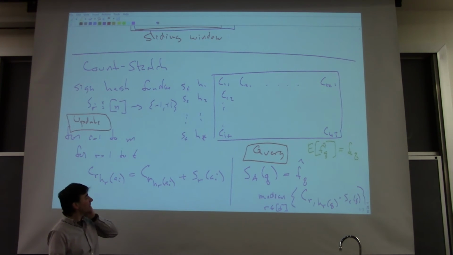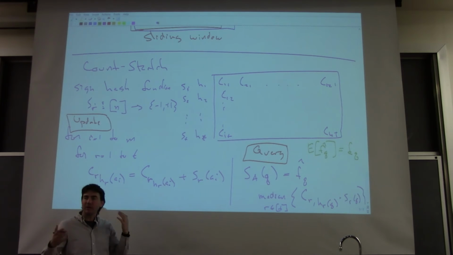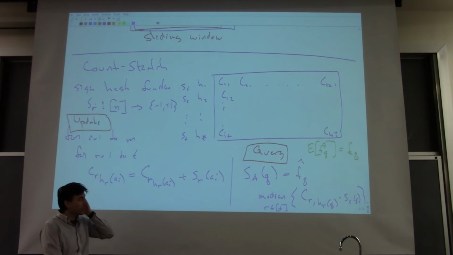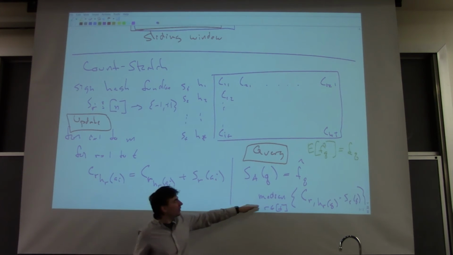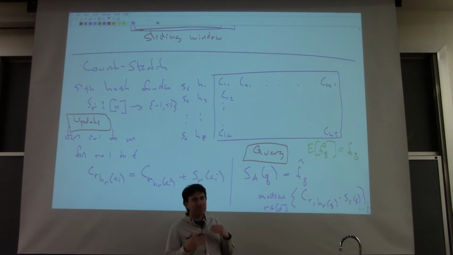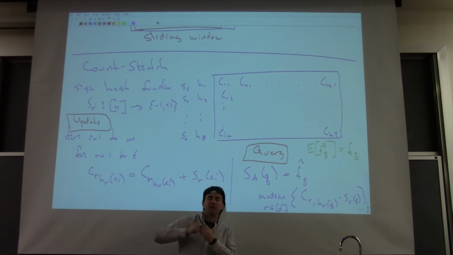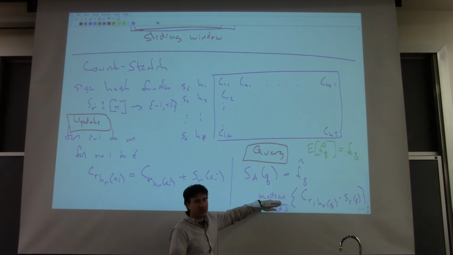So the expected error is going to be 0. Well, the expected error is not 0, but the expected effect of any one of them is 0. Now, but there's variance in here, and so the error bound is going to depend on the variance instead. So you take the median now, because if I took the average of them, if I had one really bad one, it's going to pull it off. The median is more stable.